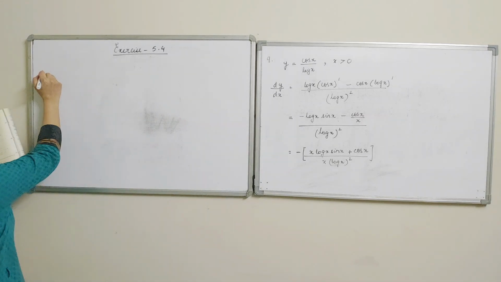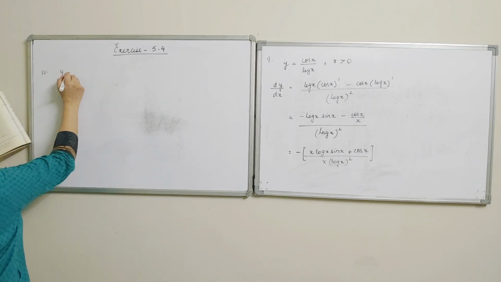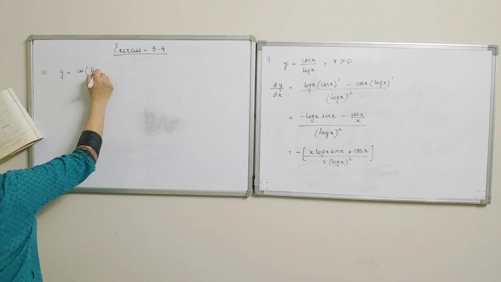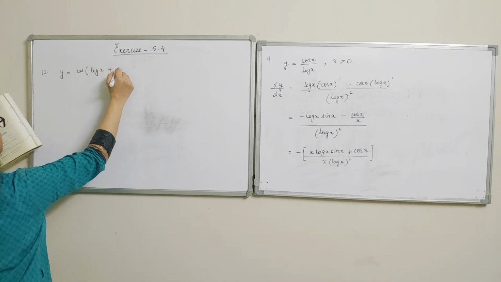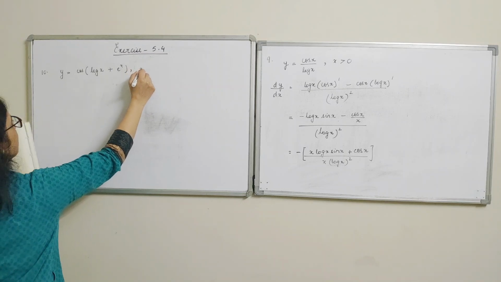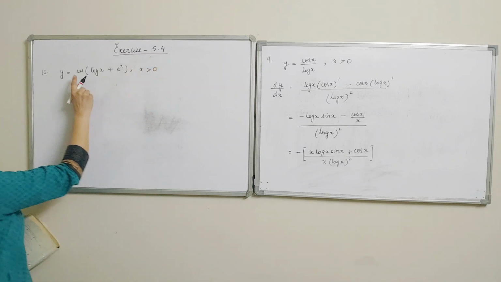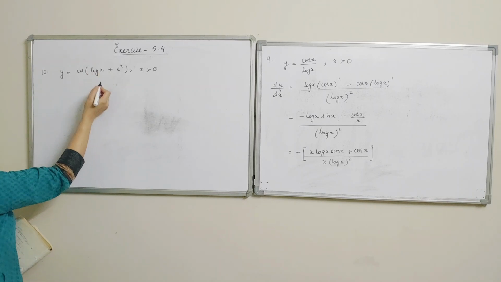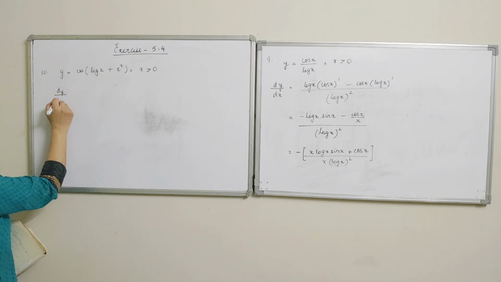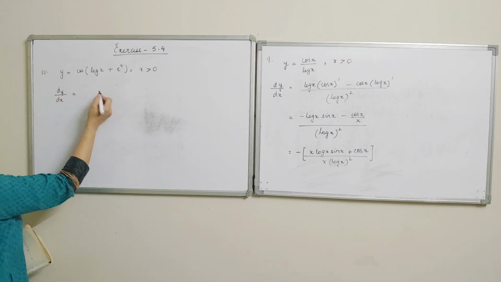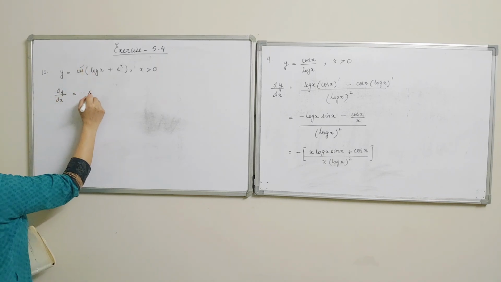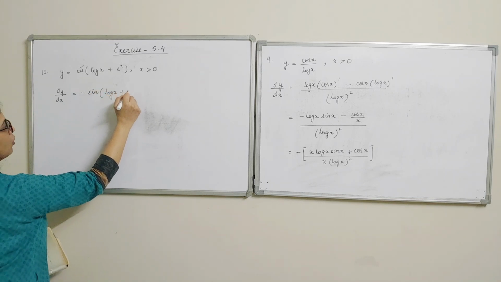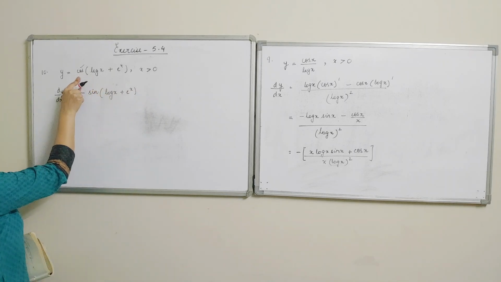The last question from this exercise, 10. y is equal to cos of (log x plus e to the power x), where x is greater than 0. You can see it is not just a simple cos function, so it is a composite function. So let us once again differentiate it using the chain rule. Differentiating the cos function, we get minus sine of (log x plus e to the power x). So the cos function we have differentiated.